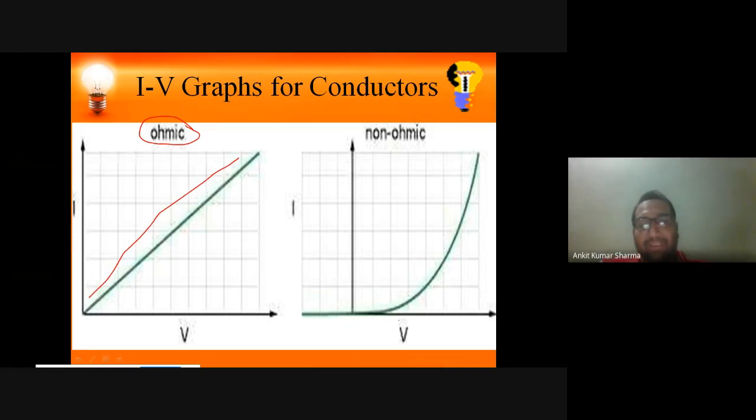In the second picture, you can see that if the voltage increases, the current does not increase in a straight line, it follows this path. So it's a non-ohmic conductor. In the ohmic conductor, the voltage and current are proportional to each other, so it follows a straight line equation, and this does not follow the straight line equation. That's why it's called a non-ohmic conductor, one that does not follow Ohm's law. So these are the I-V graphs for ohmic and non-ohmic conductors.